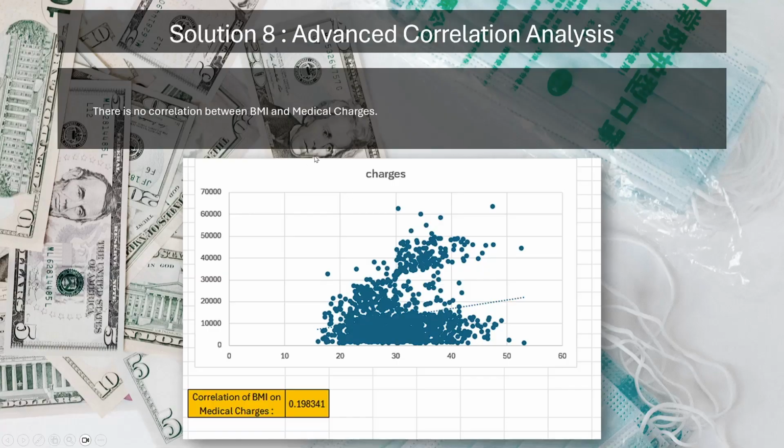Advanced correlation analysis. The question was to make a scatter plot for finding the correlation between medical charges and BMI. And surprisingly, there is no correlation between BMI and medical charges. BMI and medical charges are not correlated at all. This can also be seen in this chart, as well as in the calculation using the CORREL function.